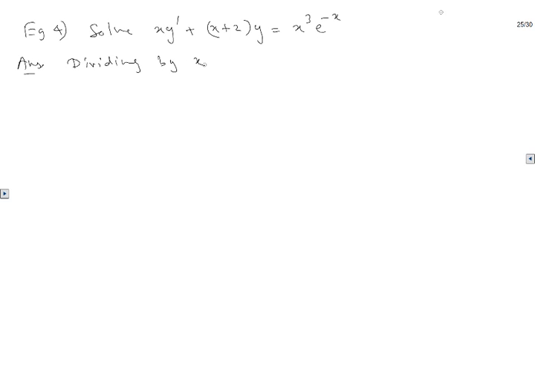So example number 4, solve xy' + (x + 2)y = x³e^(-x). Okay, so you can see that there's a different term, and this is also not in standard form, so you have to divide. So the answer, dividing by x. Okay, you divide by x.